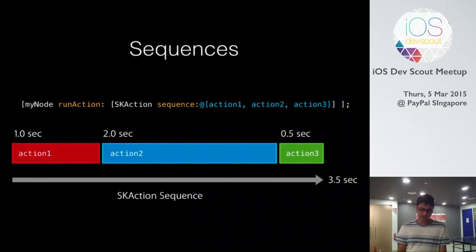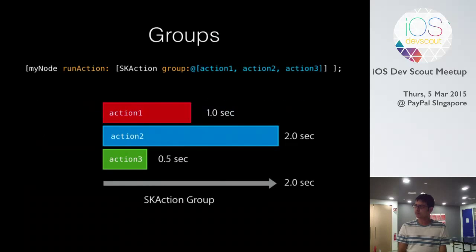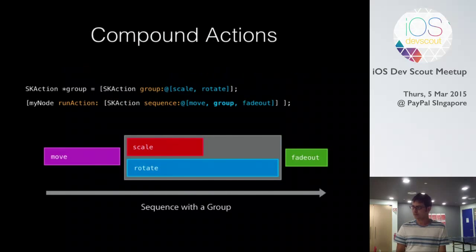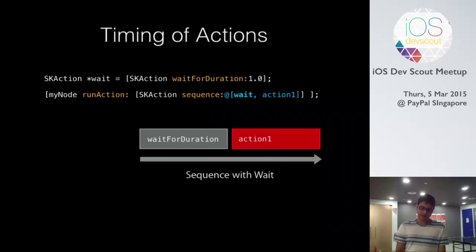Sequence is where you can chain a series of actions, and these actions take place one after another. You can group them also together so that they will run in parallel. So depending on what you need to do, sequence or group, or you can combine them together also. There is another action which is called wait for duration. If in a certain scenario you want to wait for certain seconds before your next action happens, then you can use this wait for duration.